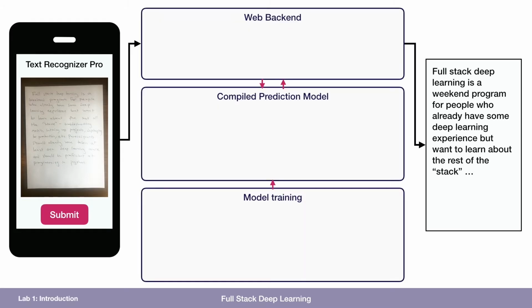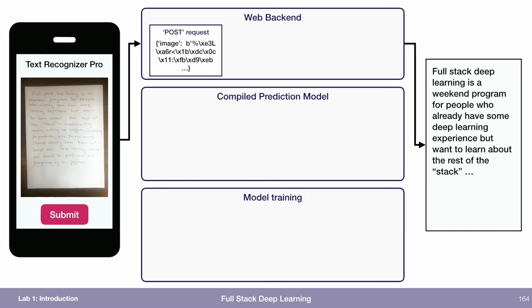There's kind of three modules of our system that are all going to interact with each other. So when the user presses submit, the raw data is going to be sent to a web backend. And that web backend interacts with a compiled prediction model. So this is actually your neural network that's being used to create the predictions. And that compiled prediction model is created through some model training part of your code base.